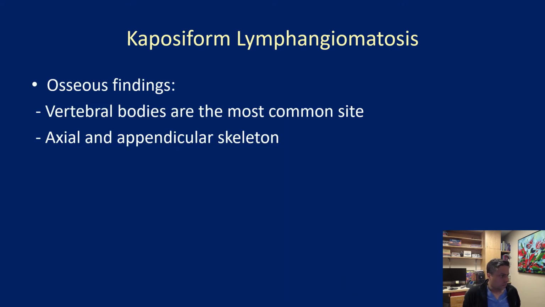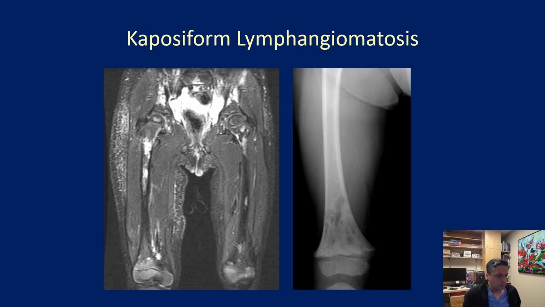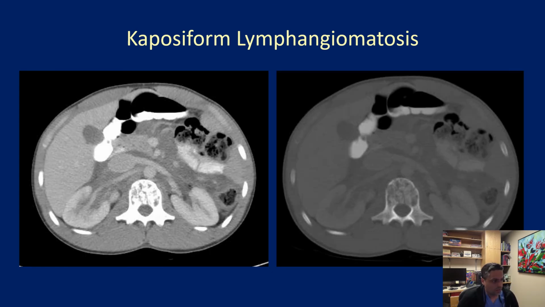The osseous findings are almost indistinguishable from CCLA, but the vertebral bodies are the most common site, although the axial and appendicular skeleton can be involved. These MRI and plain radiography images demonstrate the T2 hyperintense lesions reflecting the chylous reflux into the long bones, with evidence of channel-like findings within the metaphysis of the femur. These CT axial images of the abdomen also demonstrate soft tissue thickening in the retroperitoneal region and an ill-defined permeative appearance of the underlying vertebral body.